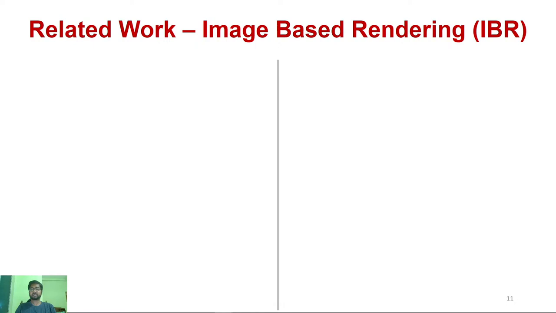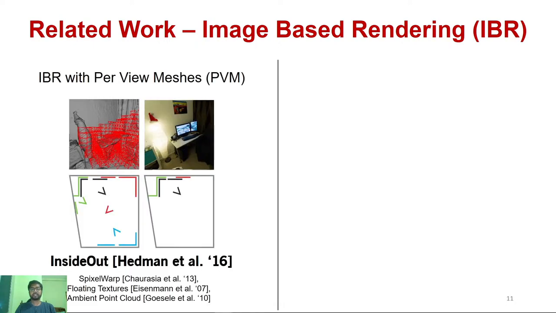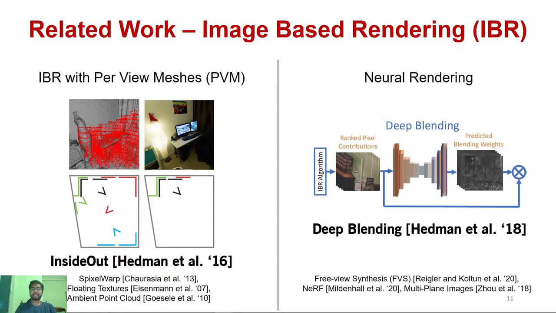Image-based rendering is a well-studied problem spanning the last few decades. Recent methods such as Inside Out improved errors in global geometry by using per-view geometry to get rid of erroneous reconstructions. And now, neural rendering is being used to aid heuristic-based renderings or learn novel scene representations altogether. Deep Blending, for example, learns blend weights to blend four candidate input mosaics created by Inside Out-like heuristic rendering.